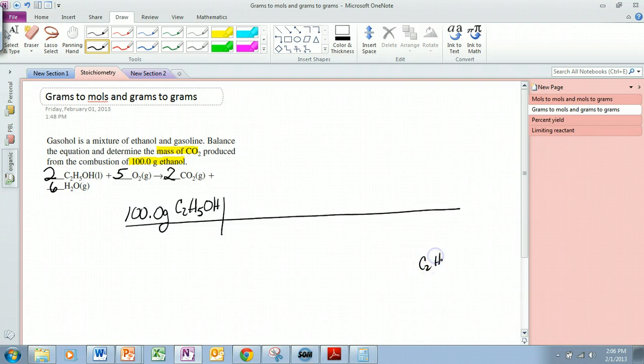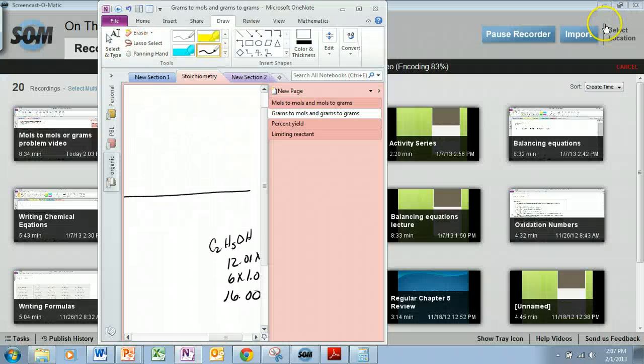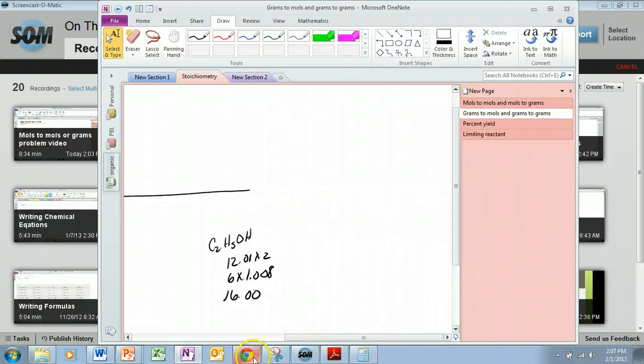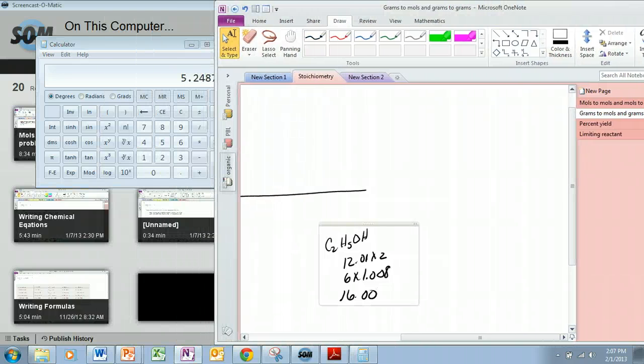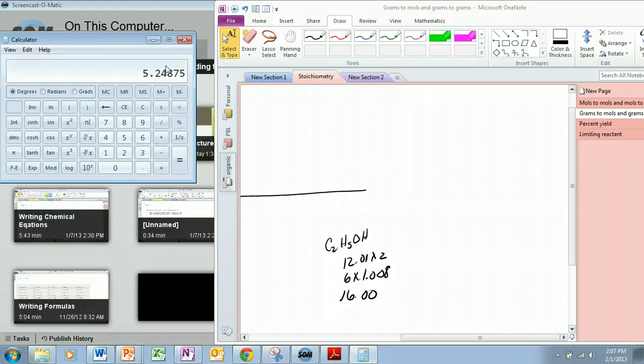For C2H5OH, I'm going to have 12.01 times 2. I'm going to have 6 times 1.008. I'm going to have to add to that 16.00. And I think I'm just going to make this a little bit smaller right now. I'll make that a lot bigger. There we go. And let's get our calculator up. Let's drag this off a little bit to the side, this way I can see my calculator while I'm actually calculating.